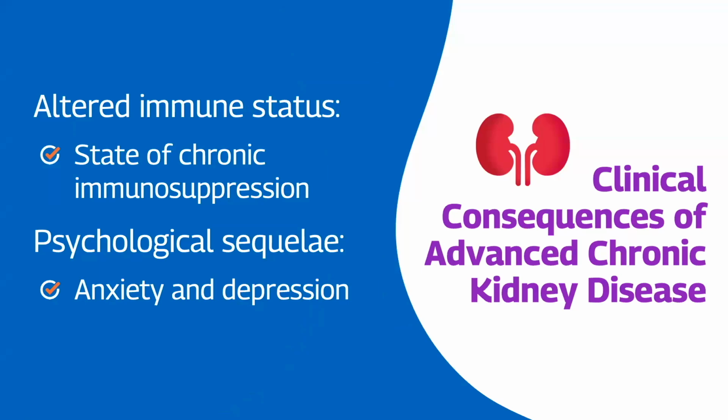So with the immune system, we know that CKD is going to create a state of chronic immunosuppression, which is going to be defects of both cellular and humoral immunity. T cell responses to antigens are going to be deficient, partially because of the patient's impaired antigen presentation by monocytes.